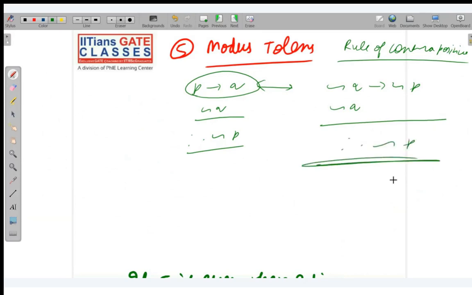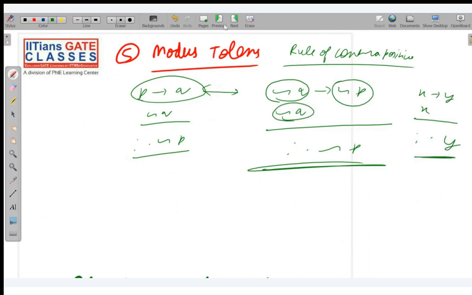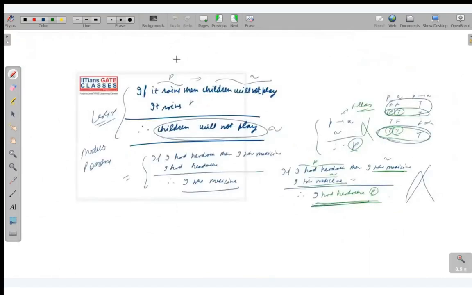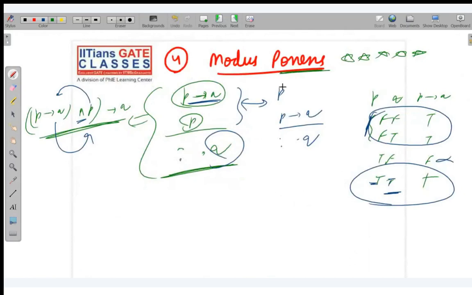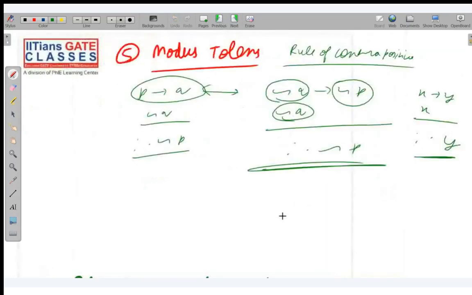So simple. If you are still not able to follow, just take not Q as X and not P as Y. X implies Y, and not Q was X. So therefore, what will the conclusion be? Y. I have told you in the previous slide, modus ponens and modus tollens are just like one and the same thing. So modus tollens is saying P implies Q, not Q, therefore not P.